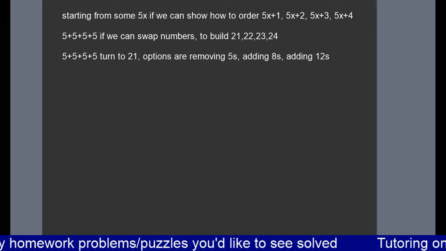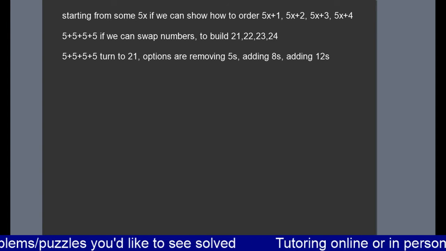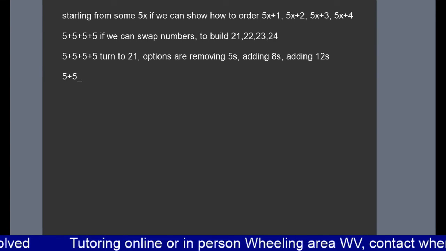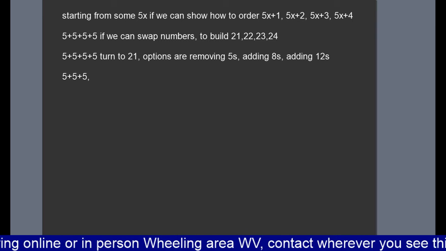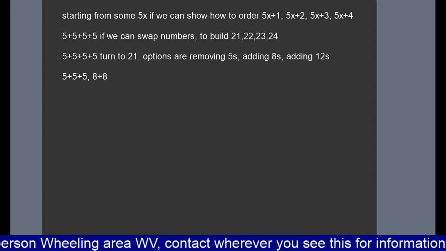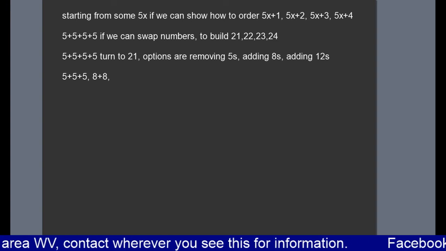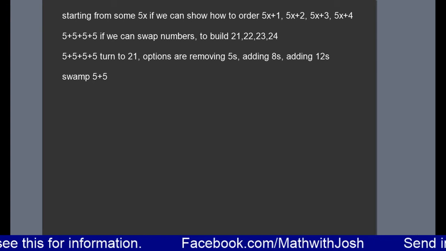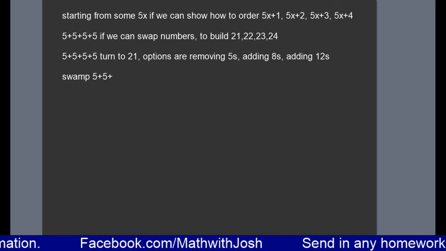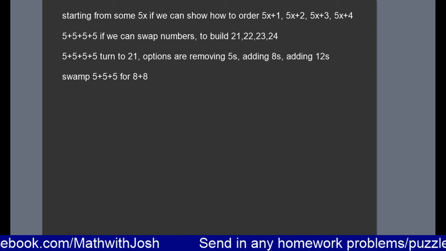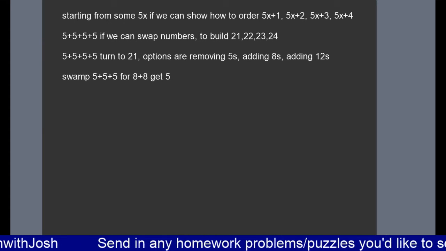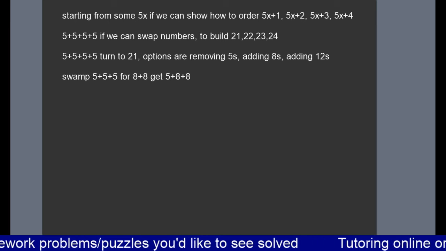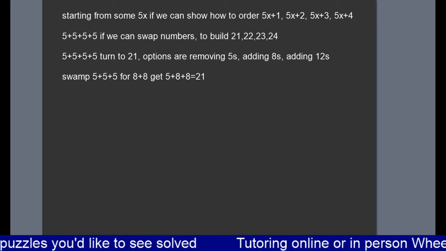And you have to do a little bit of guesswork and check these things, but one thing you'll notice is that 5 plus 5 plus 5 is 15, and 8 plus 8 is 16. So we will swap 5 plus 5 for 8 plus 8. Get 5 plus 8 plus 8 equals 21. So that gets us 21.